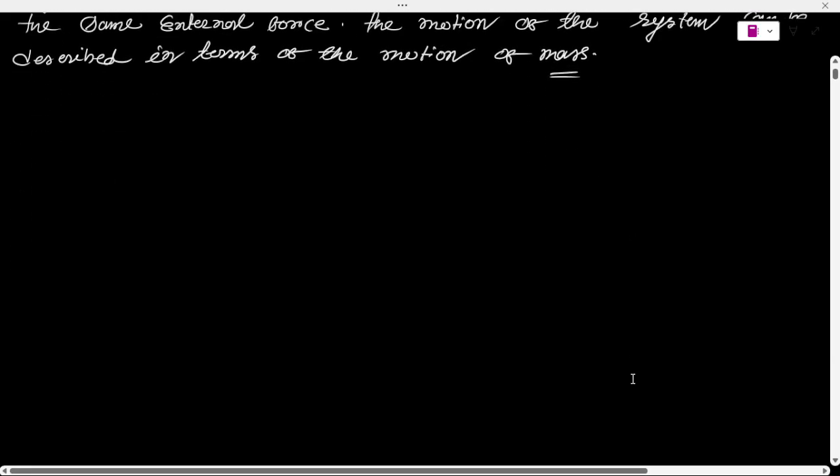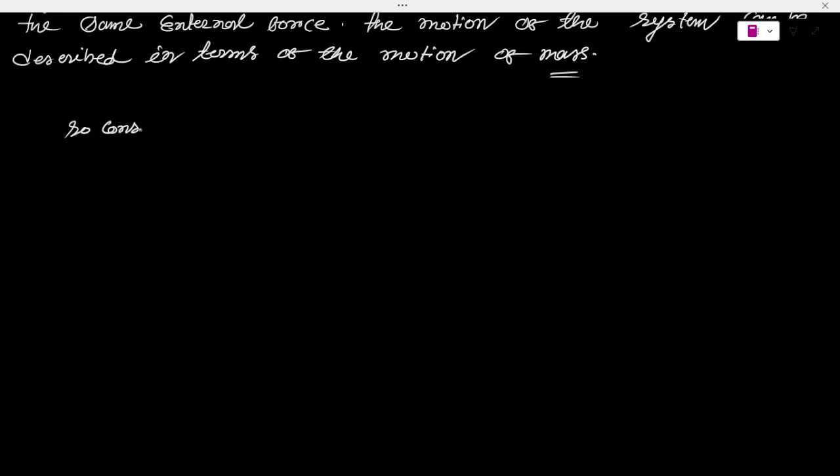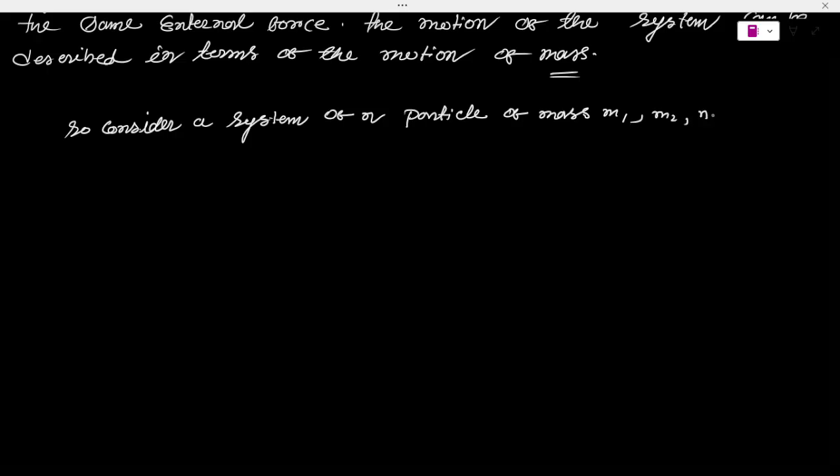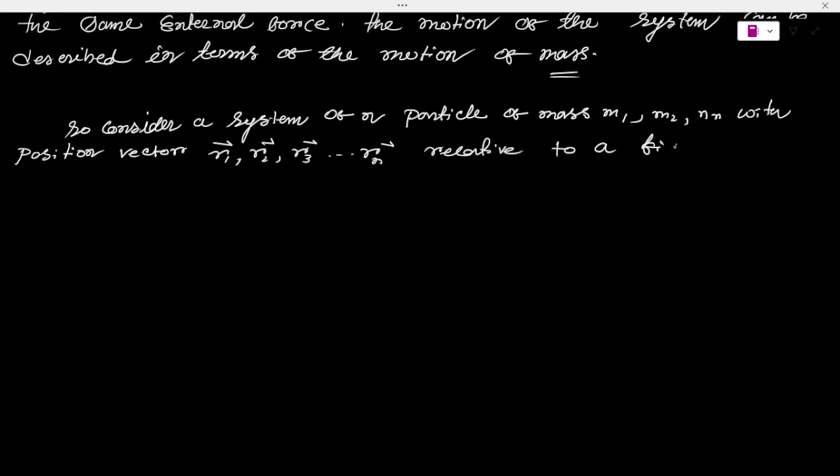So let's consider a system of n particles of masses m1, m2, up to mn, with position vectors r1, r2, r3, up to rn, relative to a fixed origin.